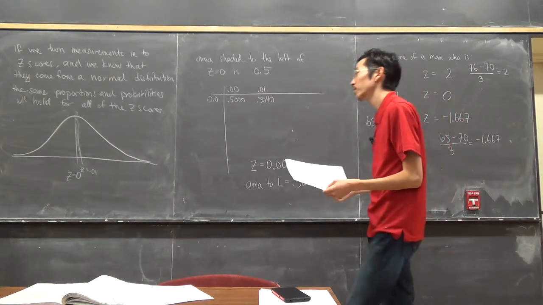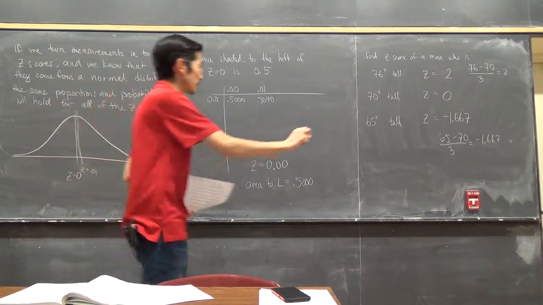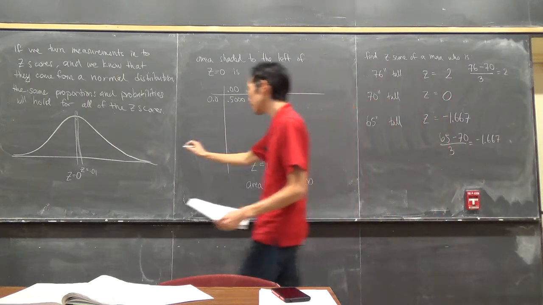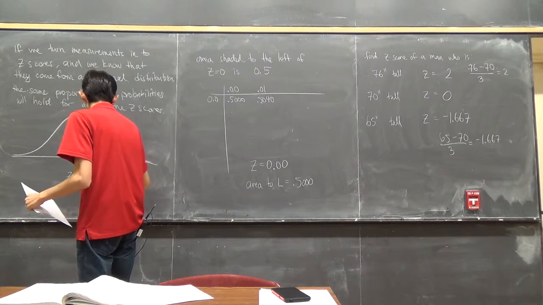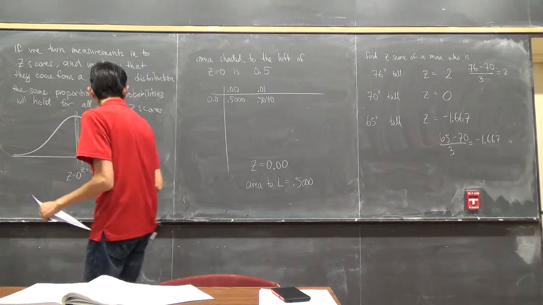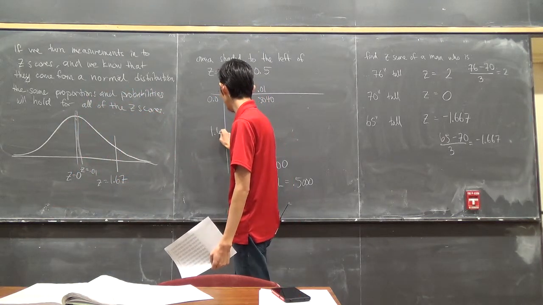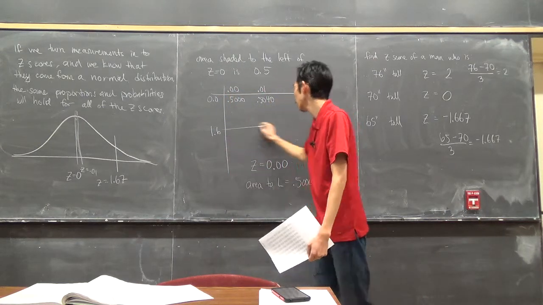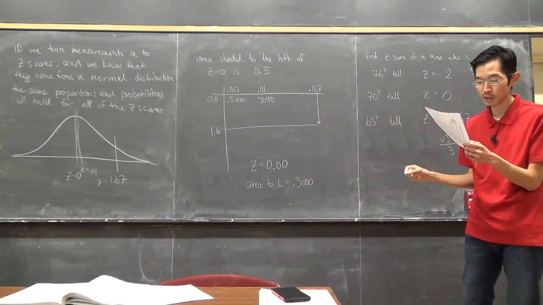All right, so let's just say I am 1.67 standard deviations above the mean. So z is equal to 1.67. I would look up the row 1.6 and the column 0.07. And how much is shaded to the left of 1.67?